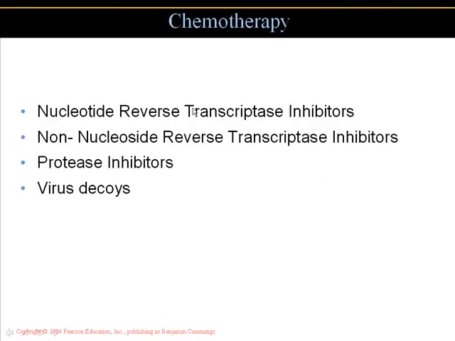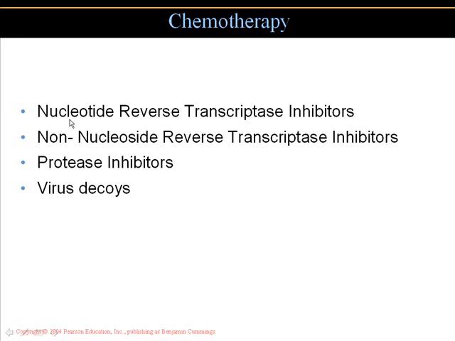Again, chemotherapy, nucleoside reverse transcriptase inhibitors. Remember, reverse transcriptase, important enzyme in the replication of the HIV virus. If we can have an inhibitor of this enzyme, we can thus destroy the multiplication of the virus. Non-nucleoside reverse transcriptase inhibitors, same philosophy. Protease inhibitors, again inhibiting the enzyme that's important in the protein synthesis in the virus. And then virus decoys. You should be familiar at least with the first three as far as chemotherapy.